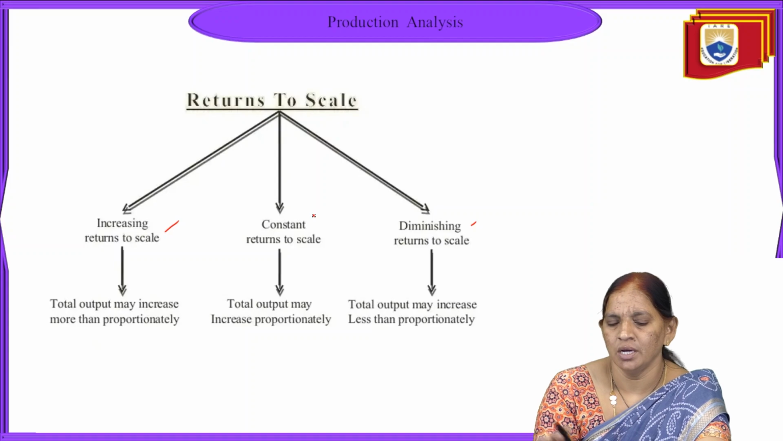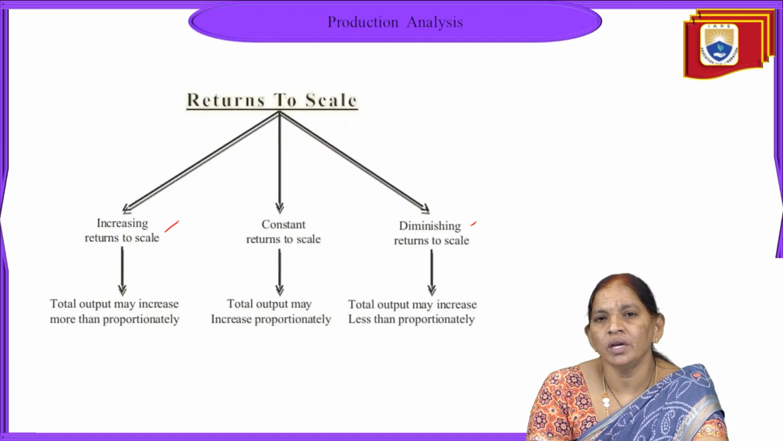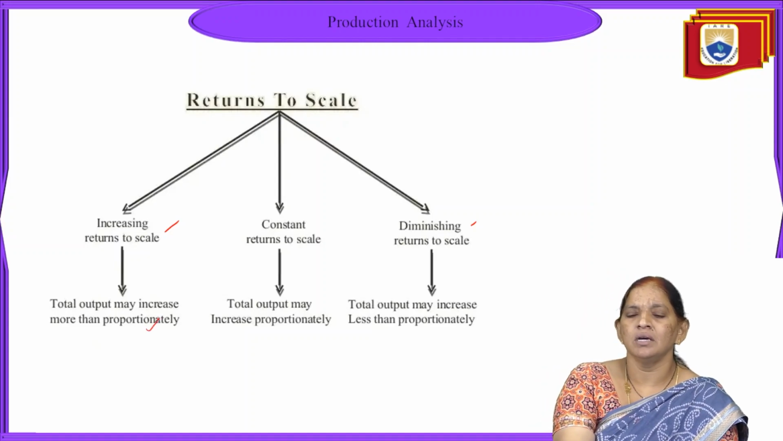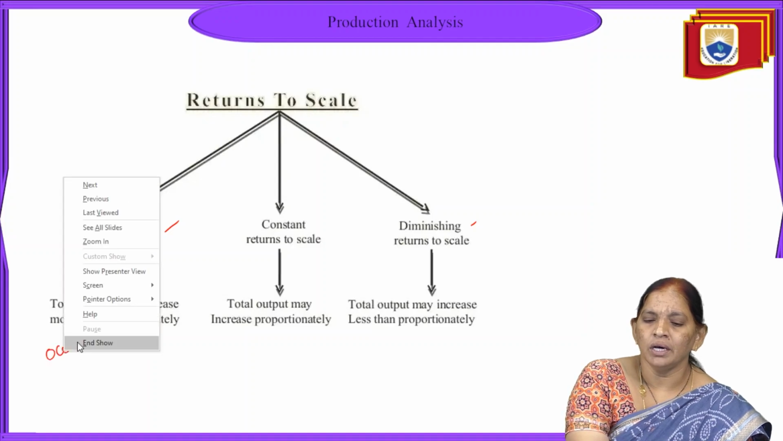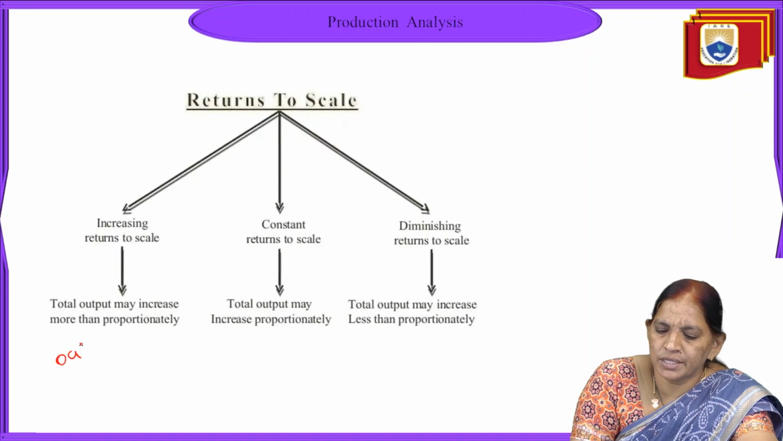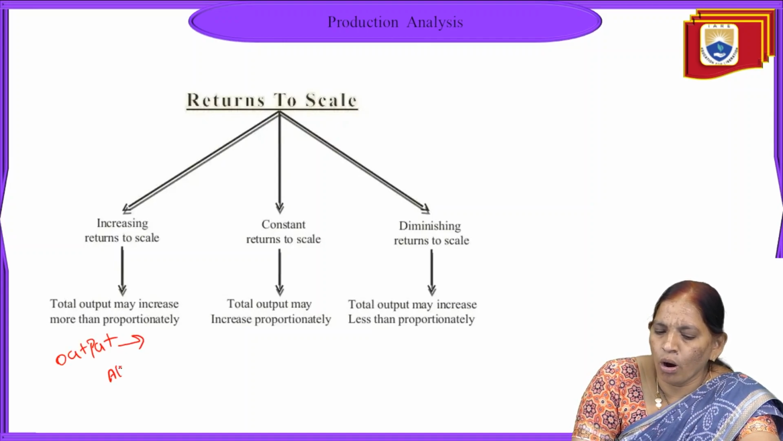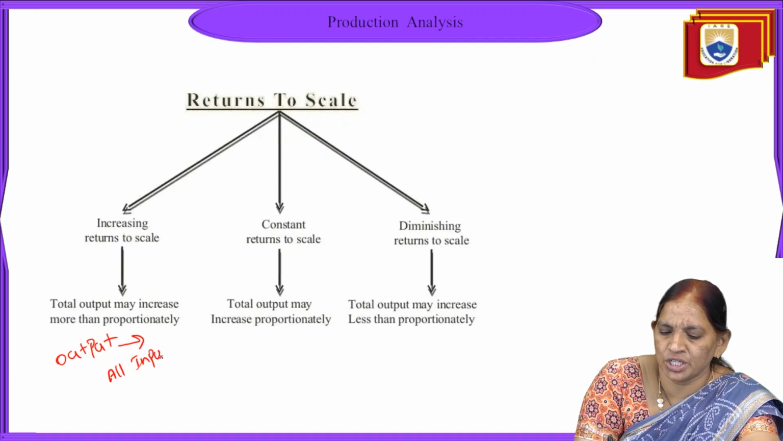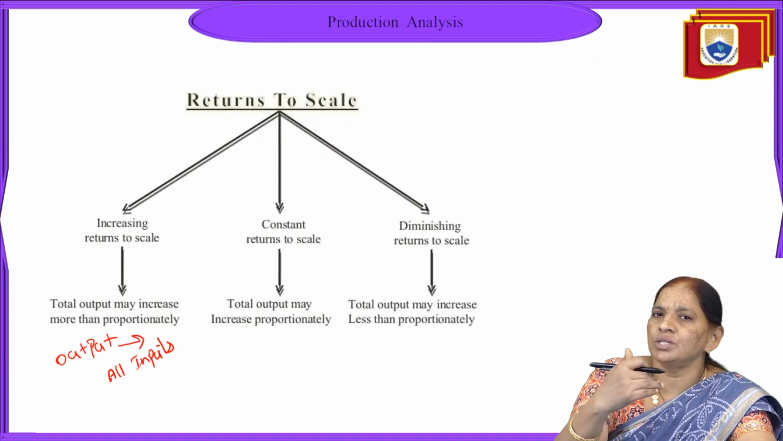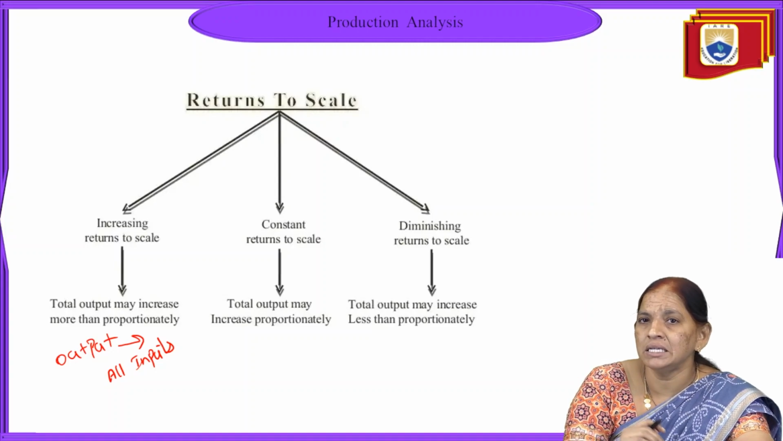When we talk about increasing returns to scale, the total output increases proportionately along with the change in input. Where the total change in output occurs when all inputs change proportionately, meaning whatever factors we introduce and whatever changes take place, output and input will all increase at an increasing rate.